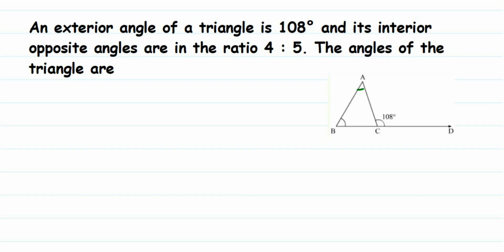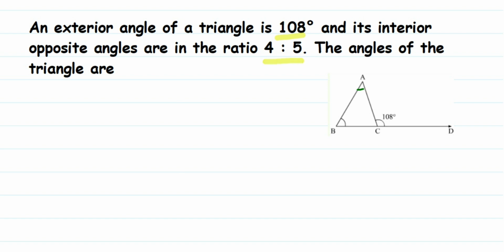Hey everyone, here's a question on triangle. The question is: an exterior angle of a triangle is 108 and its interior opposite angles are in the ratio 4:5. The angles of the triangle are? So we have to find out all the angles of the triangle. Here they have given one exterior angle, which is 108. They have also given the interior opposite angles, which are in the ratio 4:5.